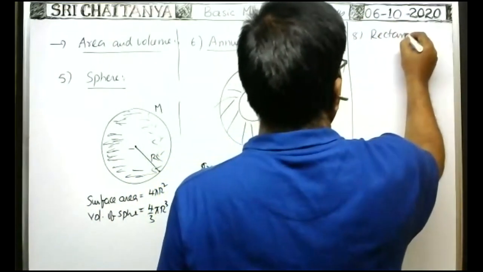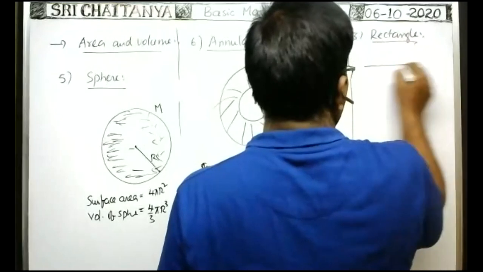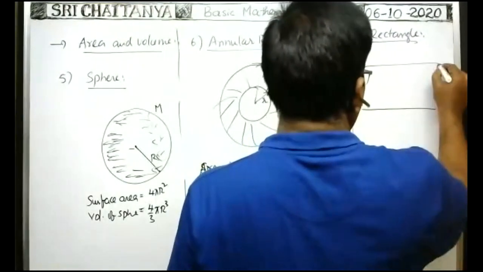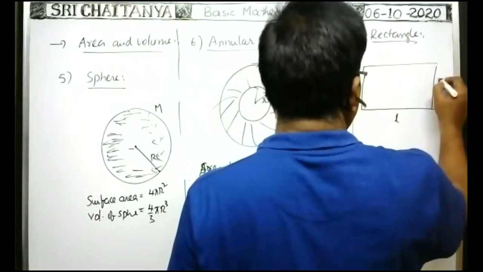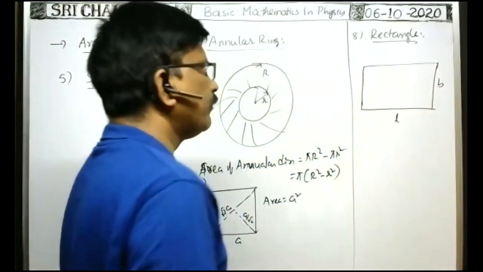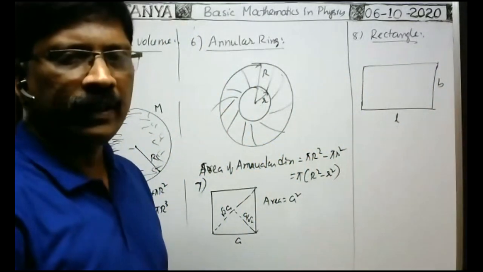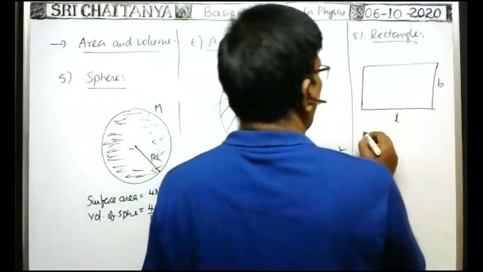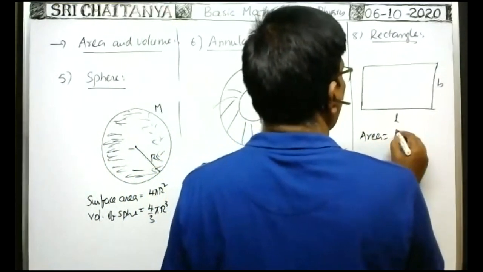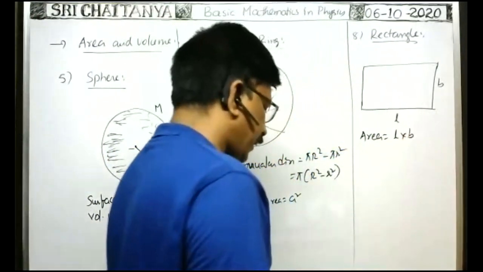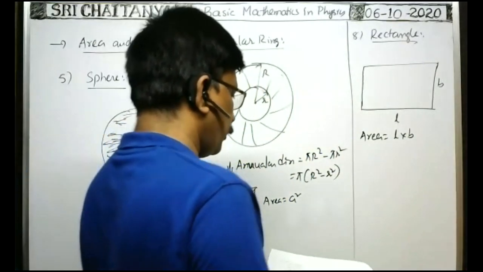Rectangle. That means if the length and breadth are different, that is a rectangle. If length and breadth are equal, that is a square. In the case of a rectangle, what is the area? Area is equal to length into breadth. Area of the rectangle is equal to length into breadth.